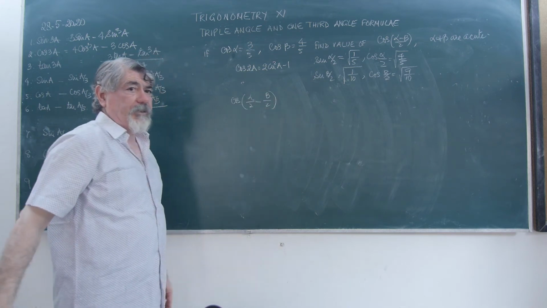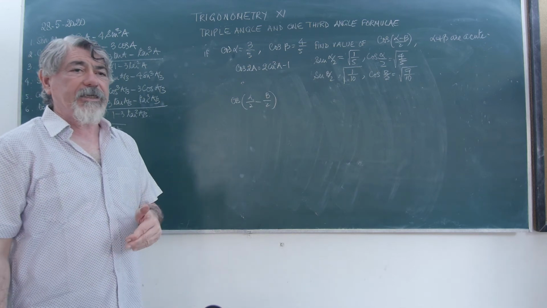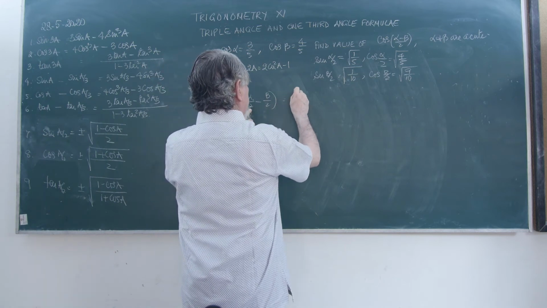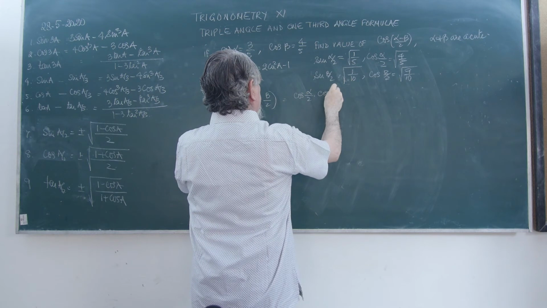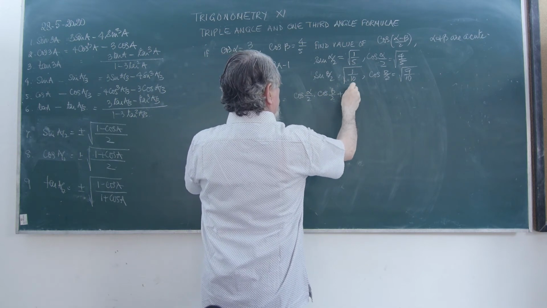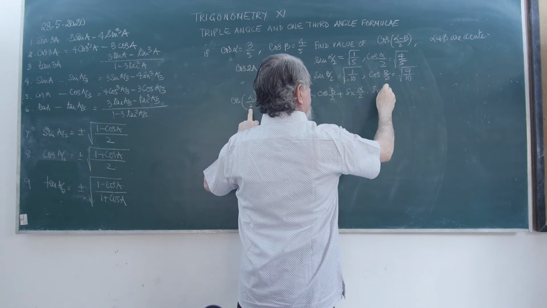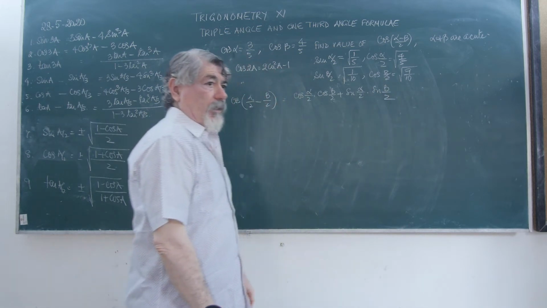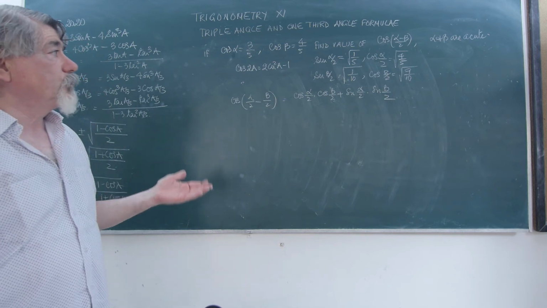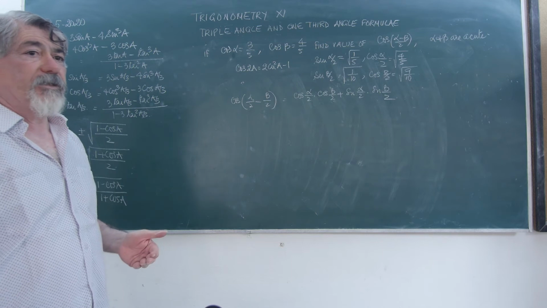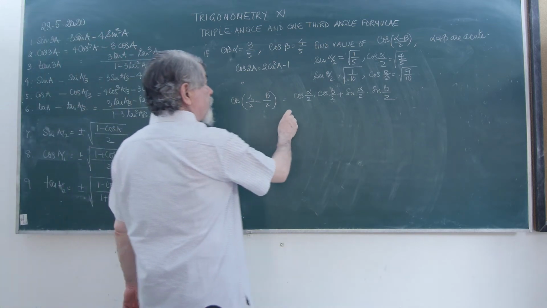Cos A minus B is cos A cos B plus sin A sin B. So it will be cos alpha by 2 cos beta by 2 plus sin alpha by 2 and sin beta by 2. Now we have calculated the values of sin alpha by 2, cos alpha by 2, sin beta by 2, cos beta by 2. Let us put those values.